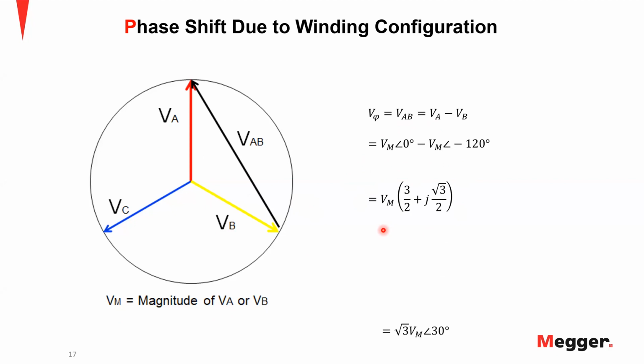When I convert that to polar form, you see this result, which states that VAB is equal to VA multiplied by a factor of √3, and there is also a 30-degree phase shift between VAB and VA. The same concept obviously applies to the current quantities as well. So it's important that we make sure this is compensated in the relay or in the system.